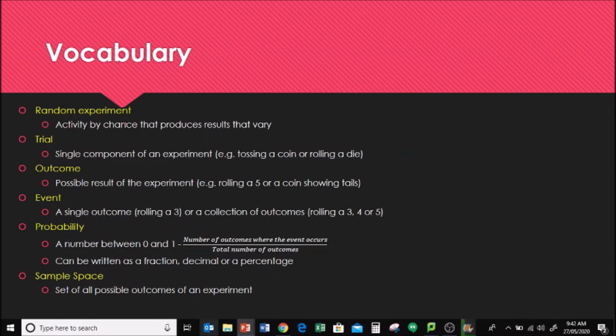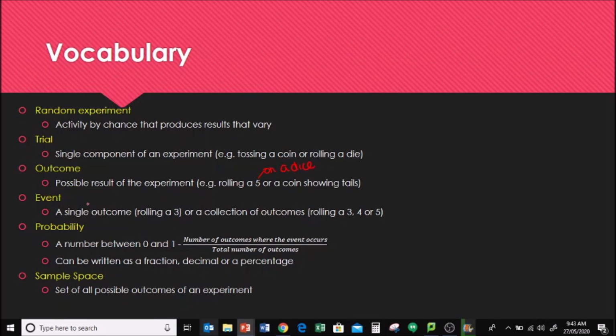So I've just written a few vocabulary words that are really important for this exercise. The first one is that you need to understand what a random experiment is. A random experiment is an activity that happens by chance and that produces varying results. A trial is a single component of an experiment, for example, tossing a coin or rolling a dice. An outcome is a possible result of the experiment, for example, rolling a 5 on a dice or a coin showing tails.